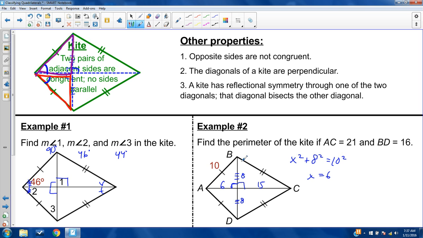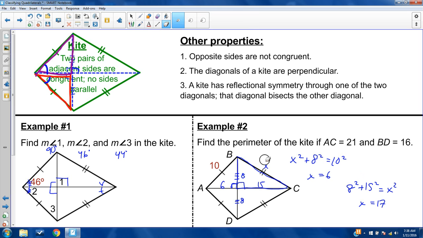Now I'm looking at another right triangle right here where the legs are 8 and 15. This one I'll also call x again, is what I need to solve for. 8 squared plus 15 squared equals x squared. So x, to save you time, is going to be 17.